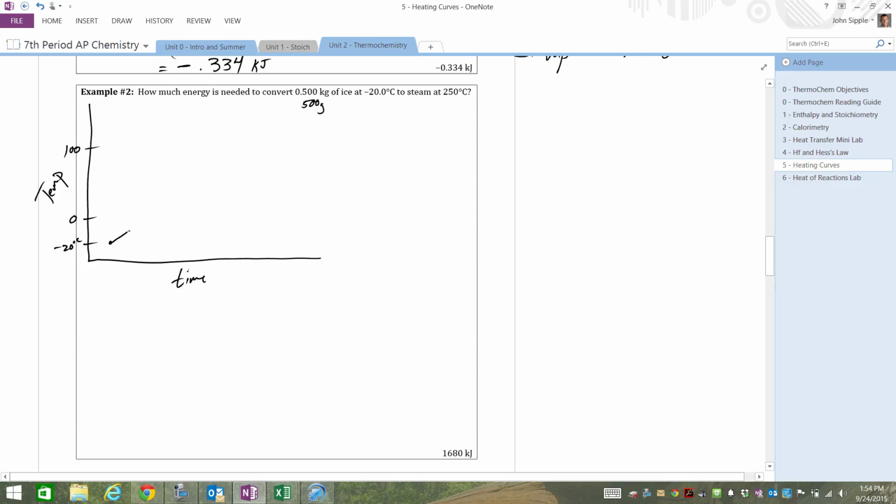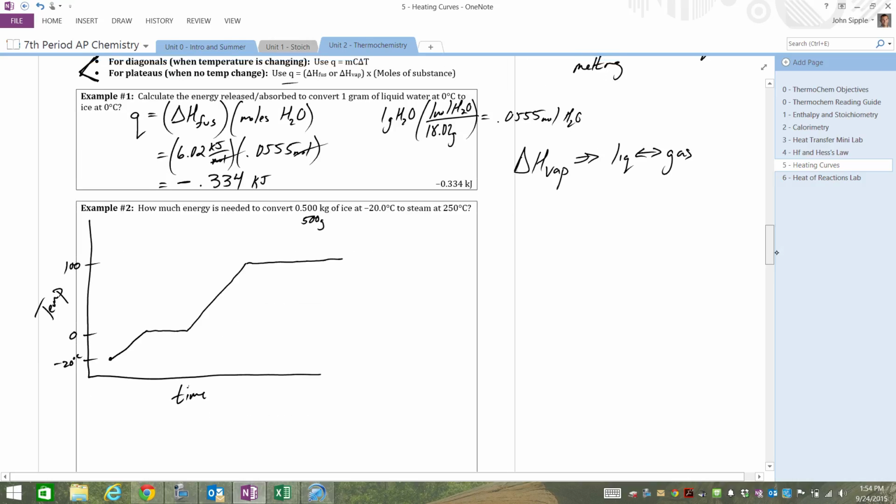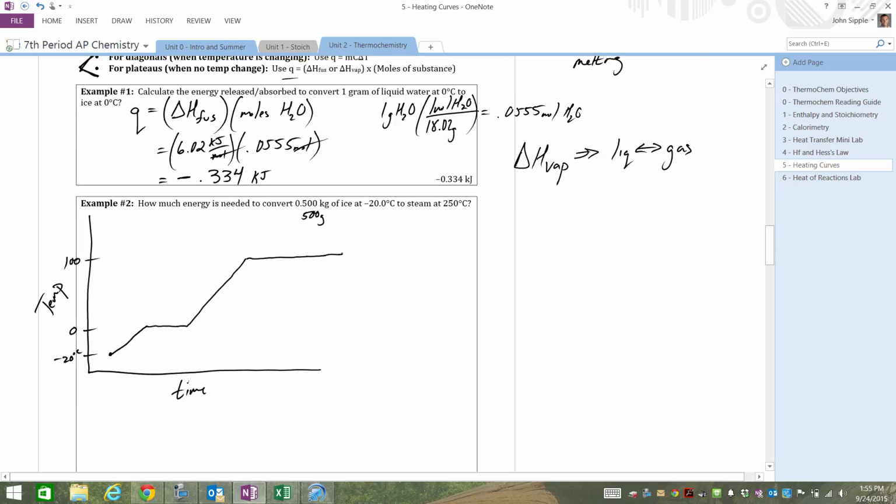We're going to start heating. We get to 0, and it happens at 0. Plateau, we get a phase change. Then we heat again from 0 all the way up to 100. Plateau again. And then we go all the way to 250, way up here. Okay, there we go, 250 degrees Celsius.